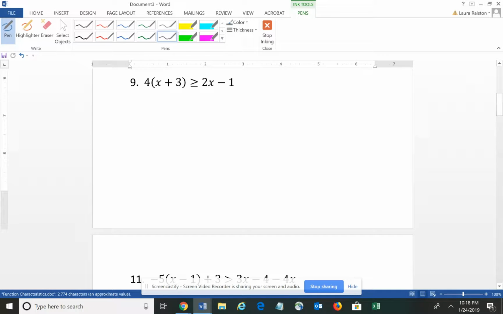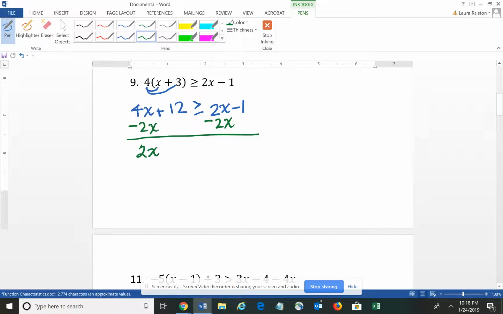Number 9, again, treat it like it's an equation initially. So the first thing I want to do is to distribute and get rid of the parentheses. So I'm going to do 4 times x is 4x. 4 times positive 3 is 12, which is greater than or equal to 2x minus 1. I then want to try to get all of my variables on the left. So I'm going to subtract 2x from either side. So I have 2x plus 12 is greater than or equal to negative 1.